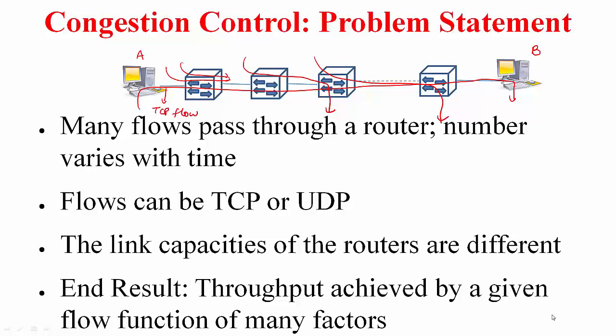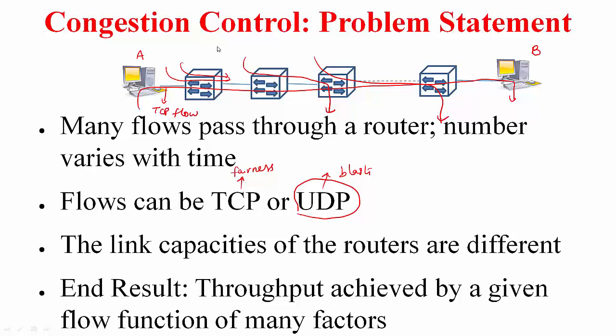Now these flows could be TCP or UDP. The difference is important because UDP doesn't do any congestion control. It just blasts away the data. Whereas TCP tries to ensure some amount of fairness. These issues will become clear later.